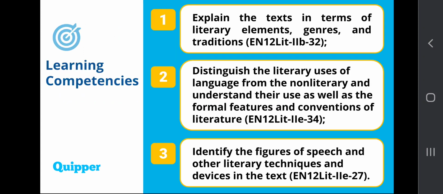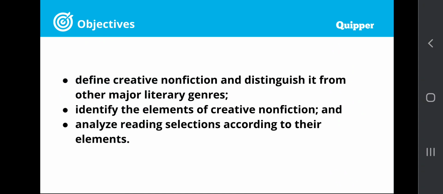For this lesson, we need to target the following objectives. First, we need to define creative nonfiction and distinguish it from other major literary genres. We also need to identify the elements of creative nonfiction and analyze reading selections according to their elements. Let's begin.